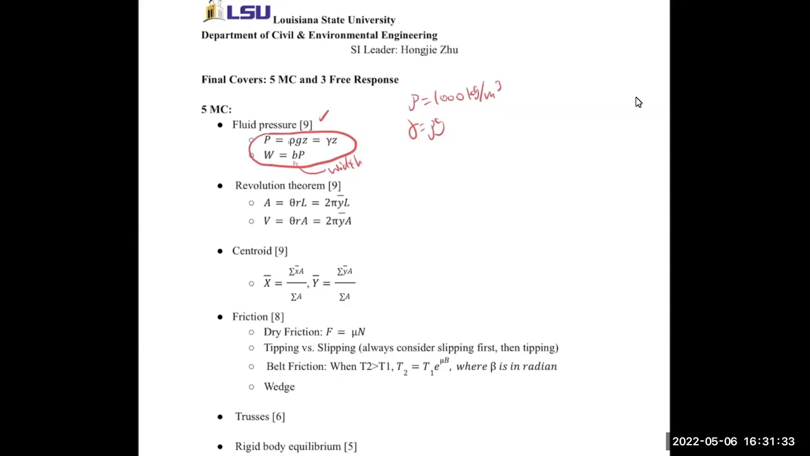The second problem he will probably put on there is revolution theorems. That's probably the last thing that gets went over. And here's the formula.